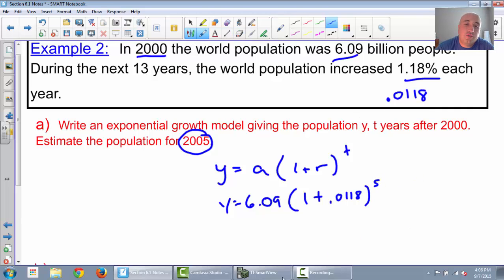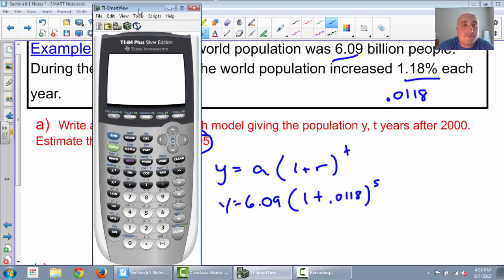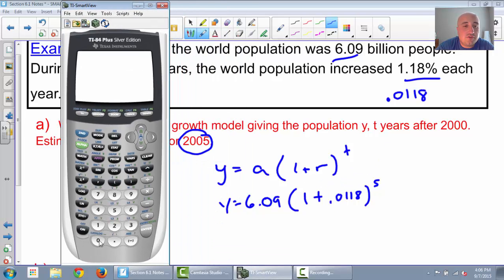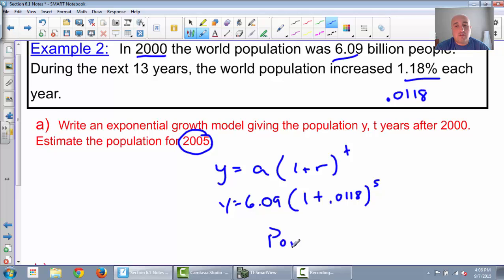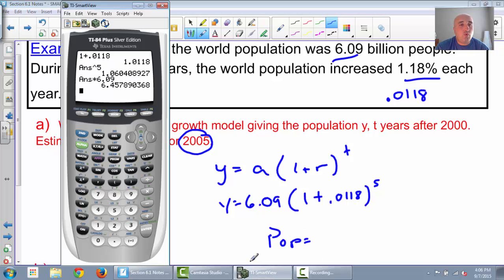Okay, so all we're going to do is use our calculator to get this. I always do order of operations, parentheses first. 1 plus 0.0118. Hit enter. There's the number inside. And now I do exponents next, so I'm going to raise that to 5. And then lastly, do your multiplying. So I'm going to multiply by 6.09. And this should give us the population in 2005. So in 2005, our population equals 6.46. So we're going to round to 6.46.